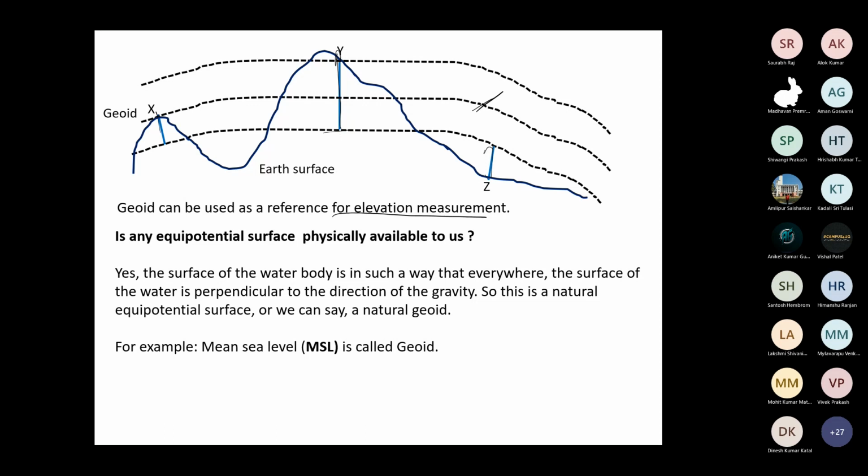Why? Because the surface of the water is everywhere perpendicular to the direction of gravity. So the mean sea level is what we call the geoid. Okay, so these are synonyms: mean sea level or geoid. So is it okay? Have you got the point? What I want to say?